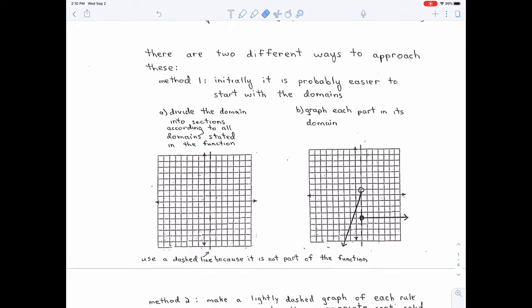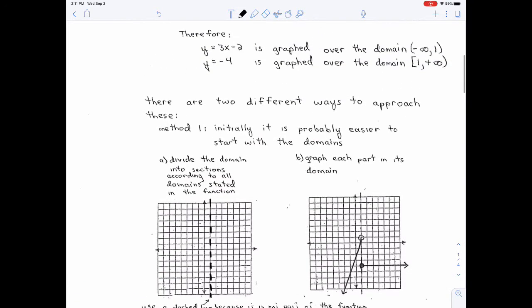First of all, divide the domain into sections. I am going to draw a little bit more on here because it's a little hard to see. What I've done is I've drawn a dashed line. It's dashed because it's not part of the answer. It's just something that's going to guide us. Then I'm going to graph each part in its respective section.